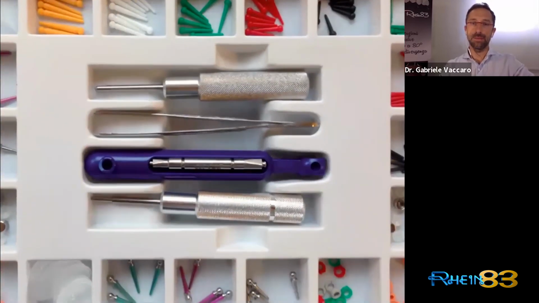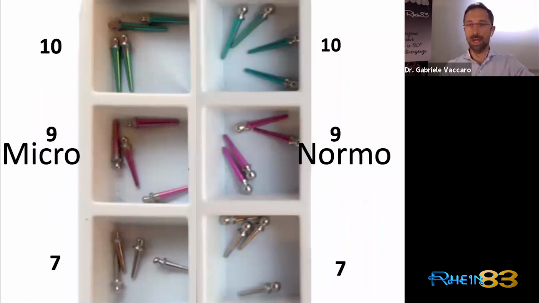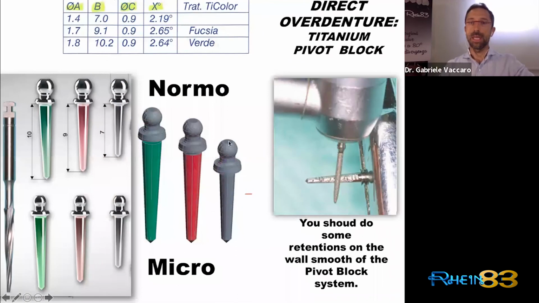After that, I pick up the instruments and choose the right size for my root. If I have a canine, I can use a bigger or longer pivot. If I have a premolar like I had, I prefer to use the smallest one. And since I have very little space, I choose the normal dimension, which has a diameter of 1.8.